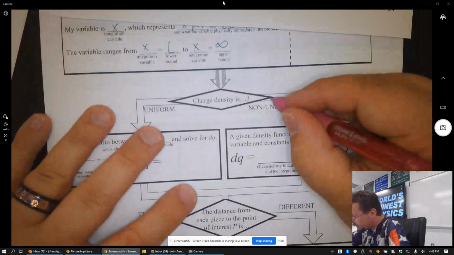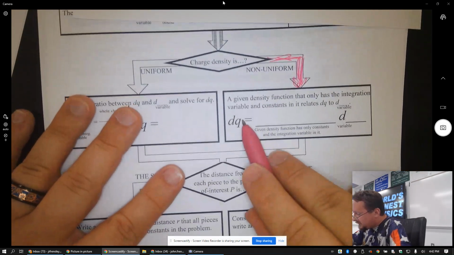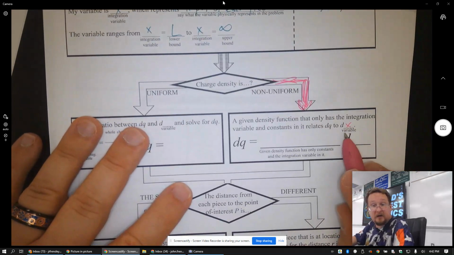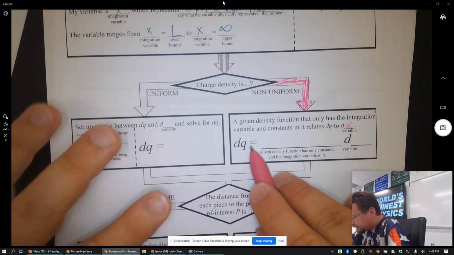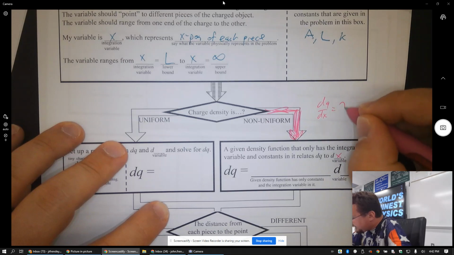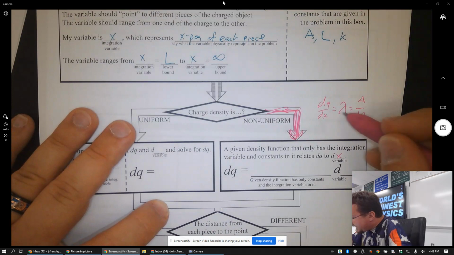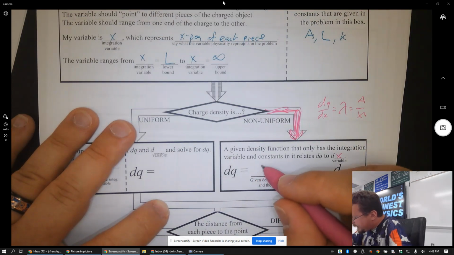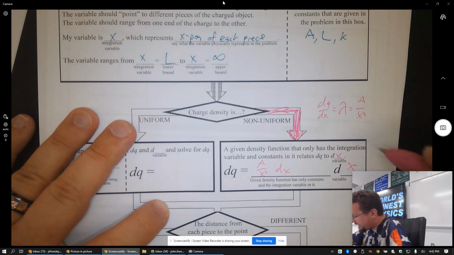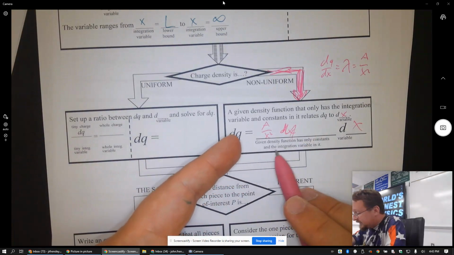So notice I have a non-uniform charge density, right? Well, I need to express dq in terms of dx. Remember, x is my variable. So it says d variable, dx, right? So what is dq? Well, dq over dx is lambda, which is A over x squared, I think that's what it said right there. Then dq is going to be A over x squared dx. I just multiply by dx. So it even says what to do. Just put your density function right there.